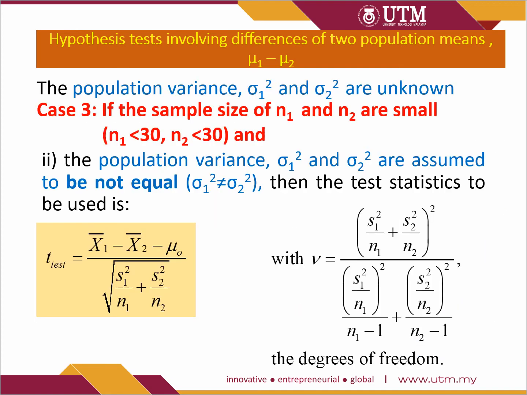Now we move to the last case, where the population variances are unknown and the sample sizes N1 and N2 are small, given N1 less than 30 and N2 less than 30, and the population variances are assumed to be not equal. For this case, the test statistic to be used is the t-test, which is the sample mean from population 1 minus the sample mean from population 2 minus mu naught, over the square root of sample variance 1 over N1 plus sample variance 2 over N2, with the degree of freedom formula given as this.